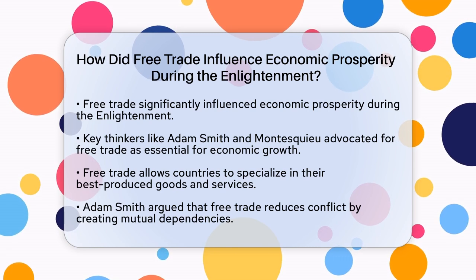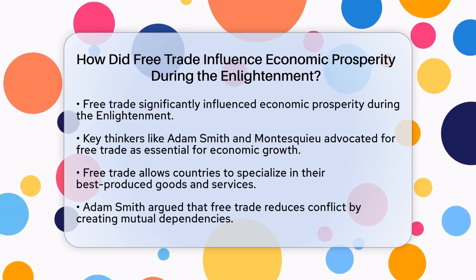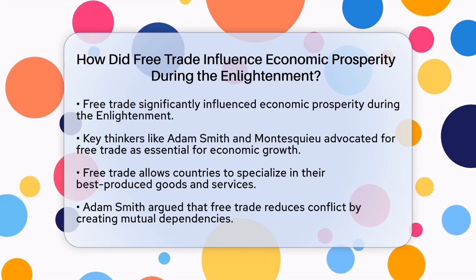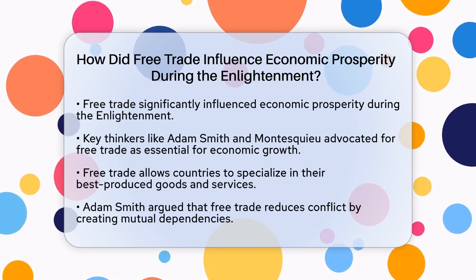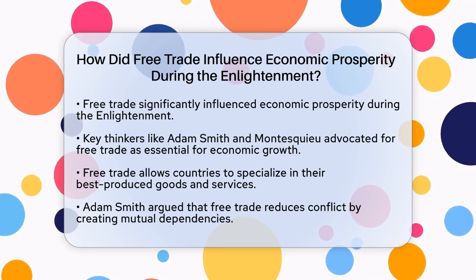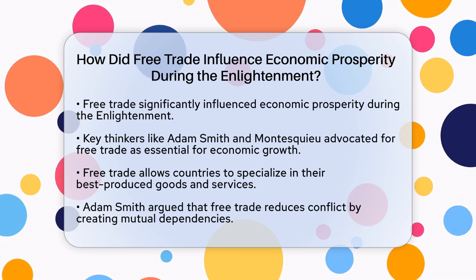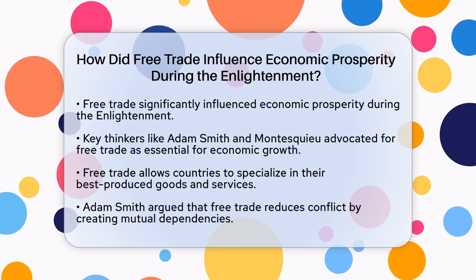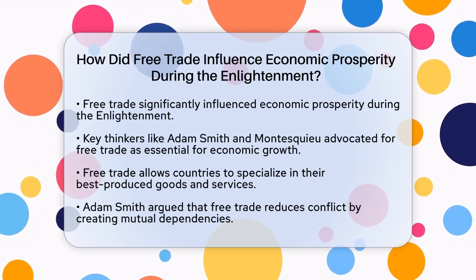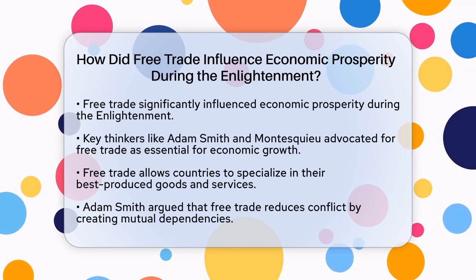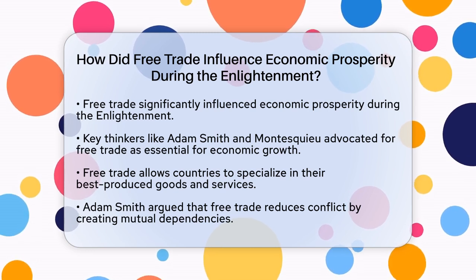During the Enlightenment, thinkers like Adam Smith, Montesquieu, and others began to advocate for free trade as a key driver of economic growth. The idea was simple yet powerful. By allowing goods and services to be traded freely across borders, countries could specialize in what they produced best and exchange these goods with others.